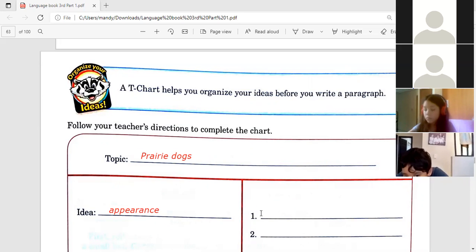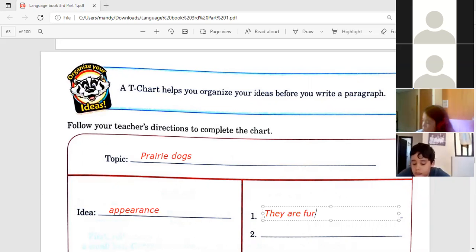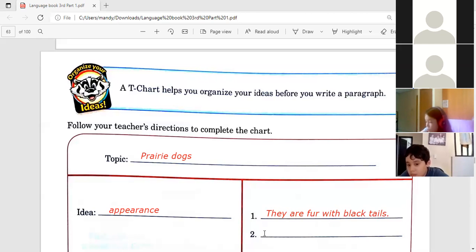So let's write in that part. For example, they are furry. So we write here, they are furry. That means with a lot of hair, con mucho cabello. And black tails. Let's write this one in that part. They are furry with black tails. This is our first idea. The second idea: you say that they are big. They are big.